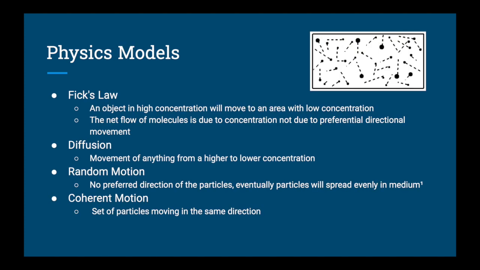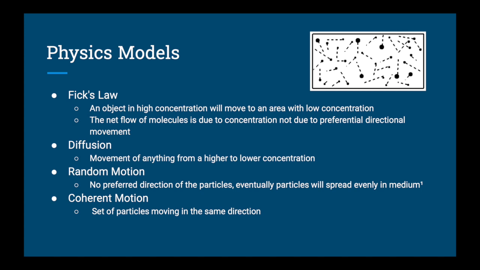A physics model we considered was Fick's law, which can be defined as an object in high concentration will move to an area with low concentration. Therefore, the net flow of molecules is due to concentration, not due to preferential directional movement. Other words to define in this video are diffusion, random motion, and coherent motion.